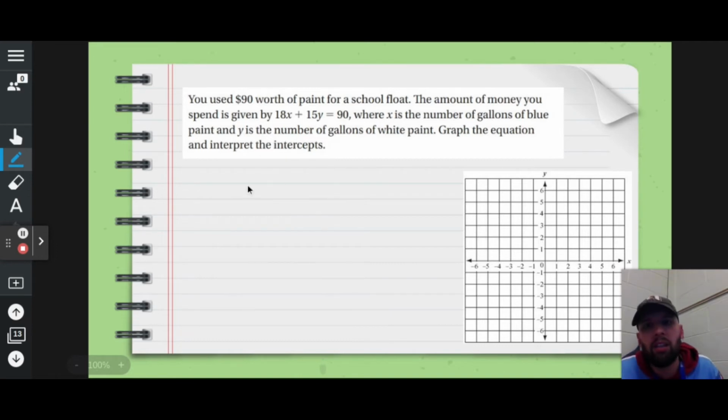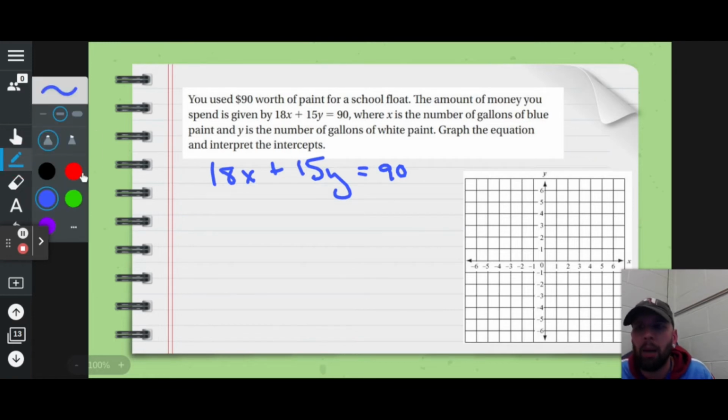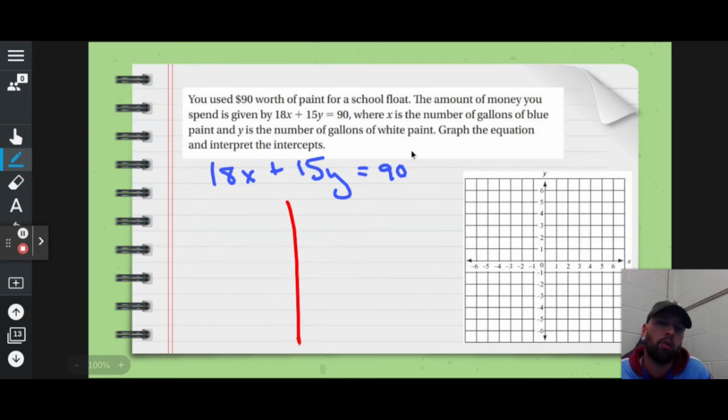All right, so I have 18x plus 15y equals 90. That right there is my standard form of the equation. Now it's asking me to interpret the intercept. So I'm going to do this problem differently. If I wanted to graph this, I could solve for y, but I've done that a bunch of times. The directions here are not only asking me to graph the equation, but also to interpret. So not only do I have to come up with what the intercepts are, I have to explain what they mean in real world terms.